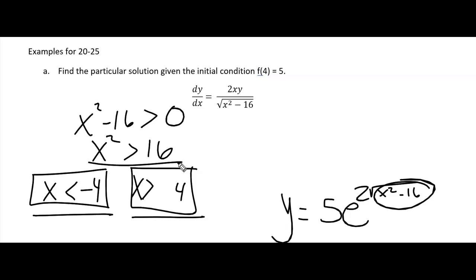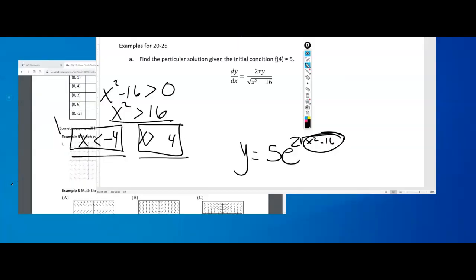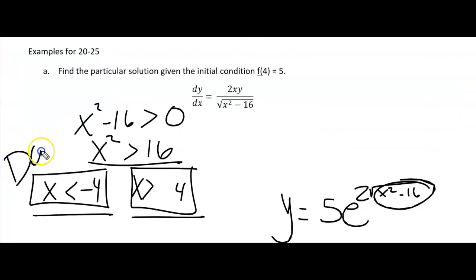And I don't remember if the next fact I'm going to share with you guys, before I say that, let's just back up. This is what we call the domain, and that is what x is allowed to equal. In other words, x can only equal numbers that are greater than 4 or less than negative 4. That's what they mean by a domain.